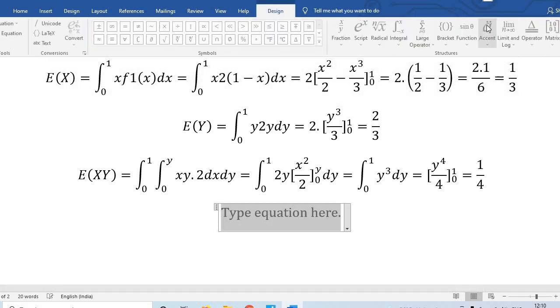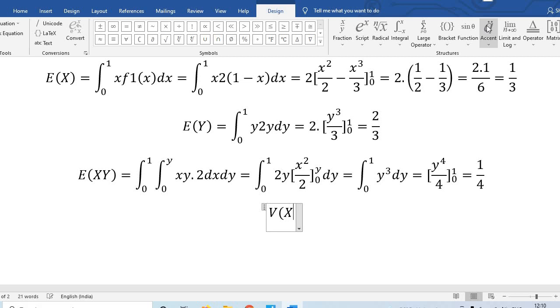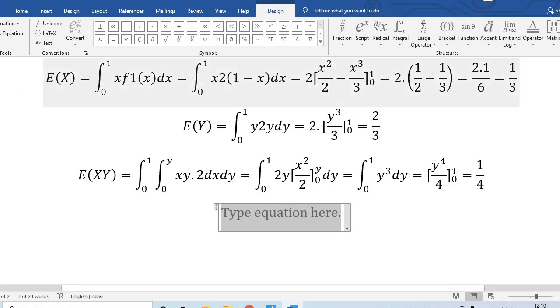First of all we have to find the variance of x. So before that we have to find out expectation of x square and expectation of y square.